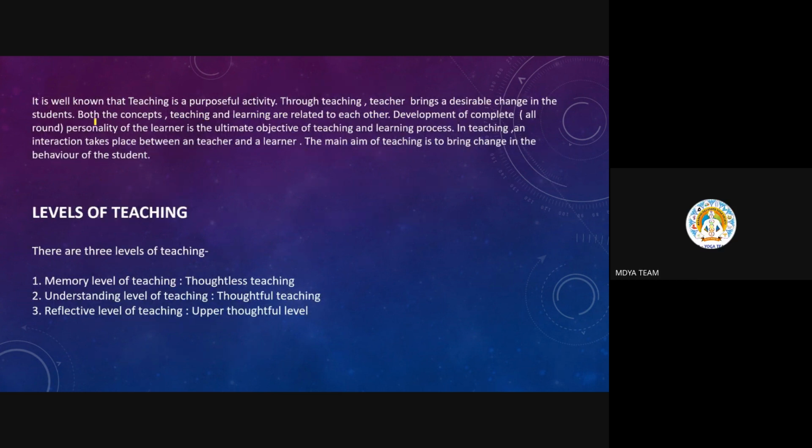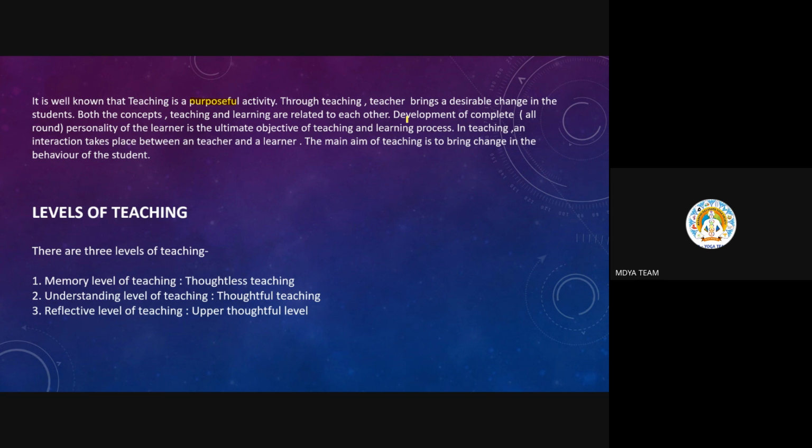It is well known that teaching is a purposeful activity. Here, these are the keywords: purposeful activity, predetermined goal, change in behavior, modification in behavior. So teaching is a purposeful activity. I am teaching you. There is some purpose related to this class, no? So this class is purposeful in its own way. So teaching is a purposeful activity.